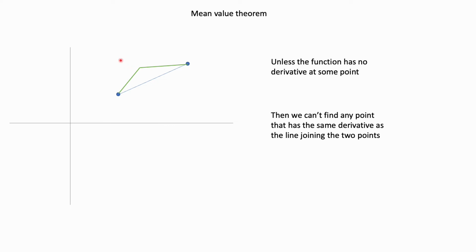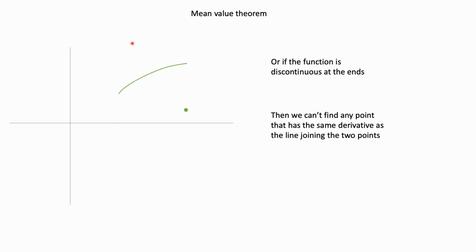Now where does this break down? It breaks down if you have a function like this where there's a point that has no derivative. Clearly, if you look at the green function, the slope of this straight line is definitely not the same as the slope of this line, and this point has no derivative. So we have to exclude such functions and take only functions that are differentiable. That means we can't have these kink points, where the function changes slope dramatically.